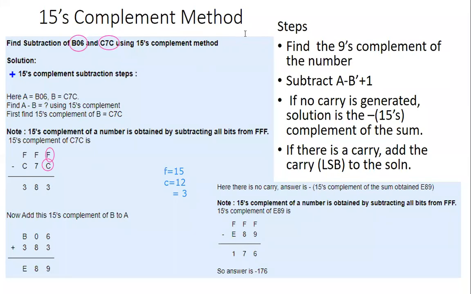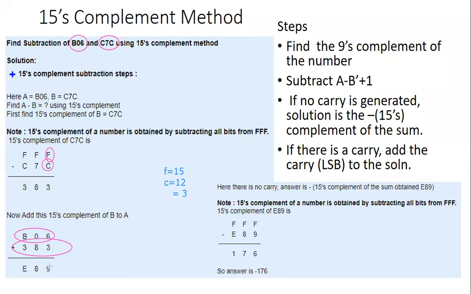Same as usual. It's the same complementation. R's complement and R minus 1's complement in general. We will see the generalized notation later. So here it is. The first number is B06 according to the question. The second number is C7C. But we have to take the 15's complement of C7C, which is nothing but 383. Now you have to add both.